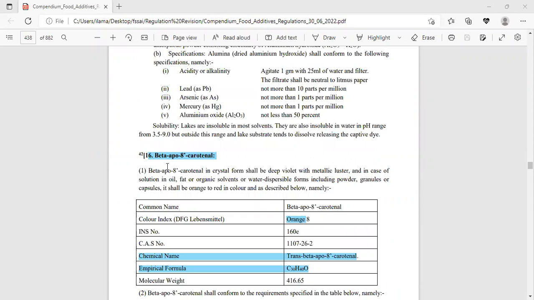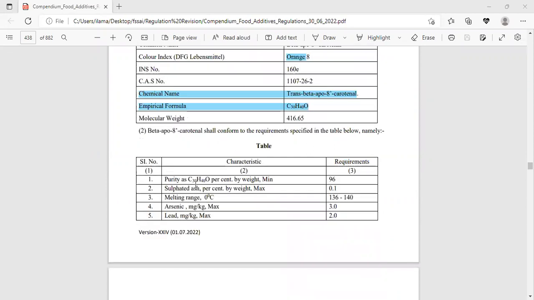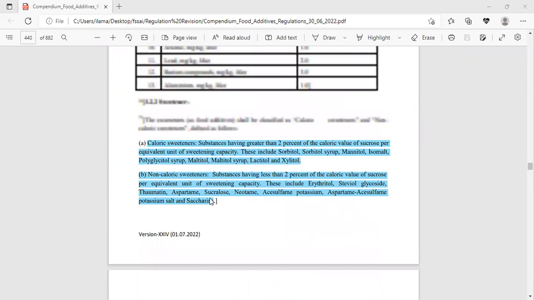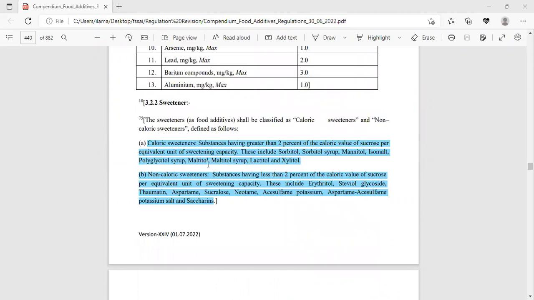Here, apocarotenal is a type of colorant, and it is a natural colorant. Then here, just go through what all the caloric sweeteners are. The caloric value has to be greater than 2% of sucrose per equivalent unit of sweetening capacity. Non-caloric sweeteners have a caloric value less than 2%.